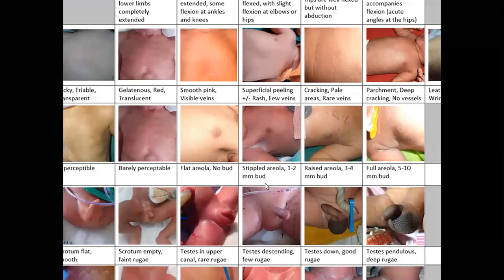This is the pictorial representation of the Ballard scoring system. This is the external genitalia, male external genitalia of a term baby. So you are able to make out here the scrotum is pendulous, deeply pigmented and with well-formed rugae, in contrast to the preterm babies which have even undescended testes. A take-home message of today.